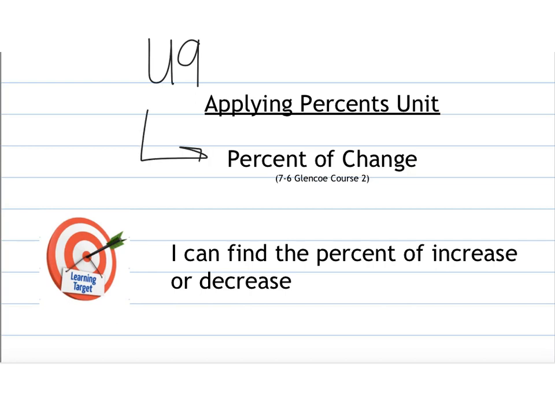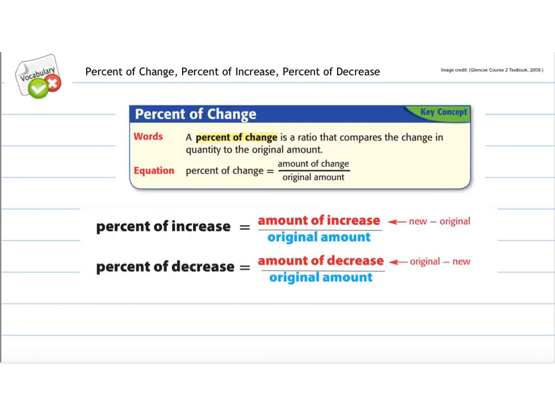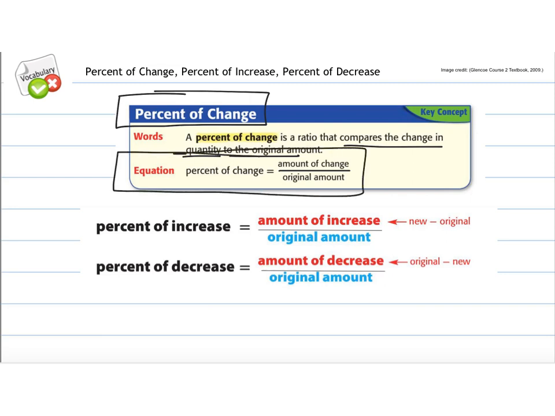This topic is percent of change, so being able to find the percent of increase or decrease. A percent of change is a ratio that compares the change in quantity to the original amount. You want to write this down, because this is very important. This is the equation that you need to know for percent of change. We take the amount of change over the original amount.